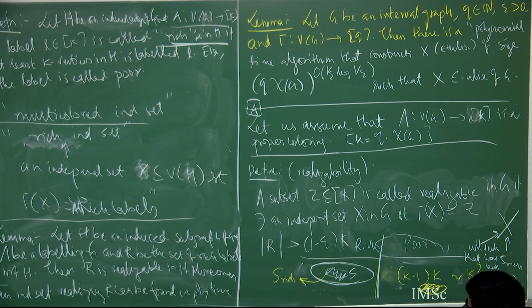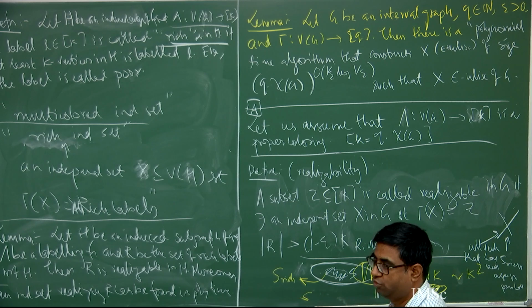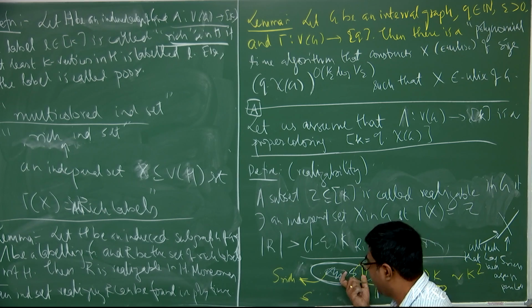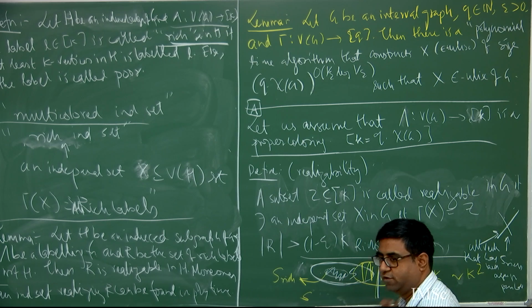But what happens, for example, if I have an independent set which consists of something from here and something from here? For example, I can have a set S which contains exactly half the vertices which are rich and half the vertices which are poor. I don't know what to do.